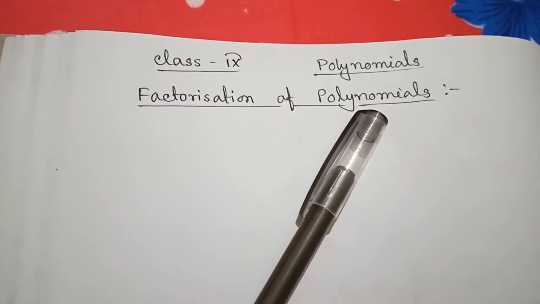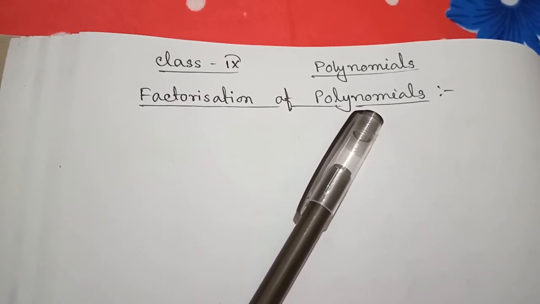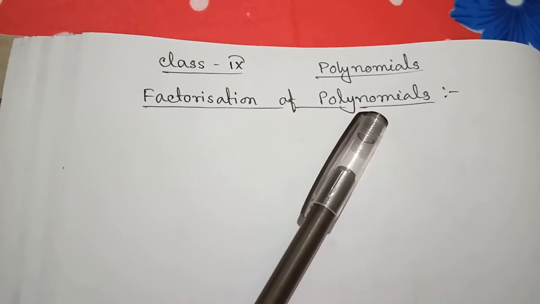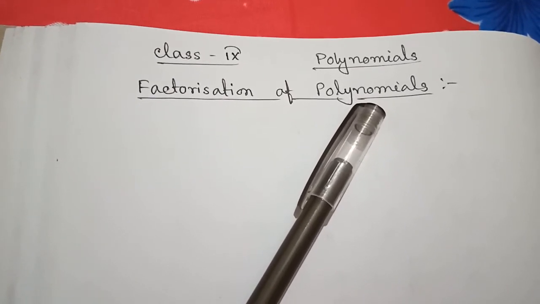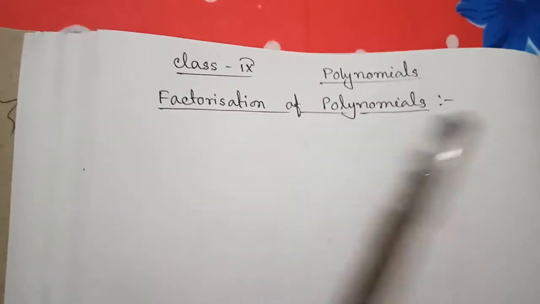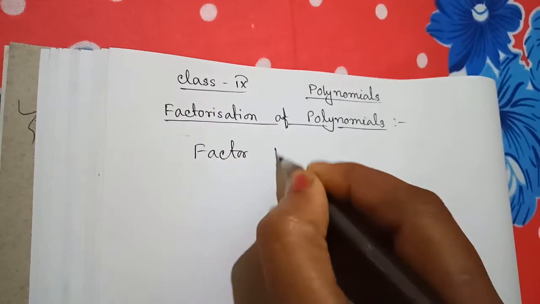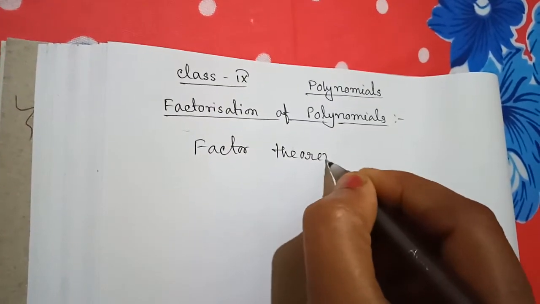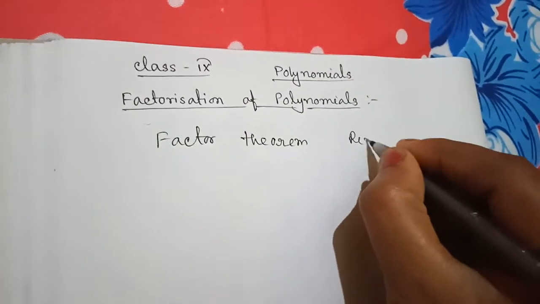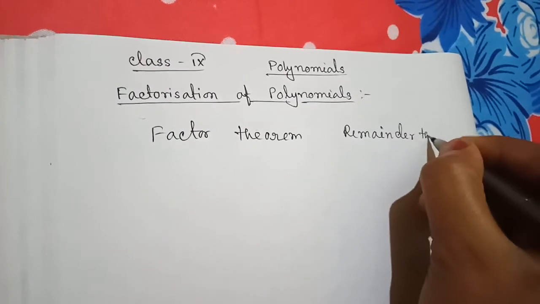Today we are going to discuss class 9 polynomial chapters. The topic: factorization of polynomials. Now for factorization of polynomials, the first and foremost thing we need to know is the factor theorem. And for knowing the factor theorem, we need to know the remainder theorem, so we will need it.